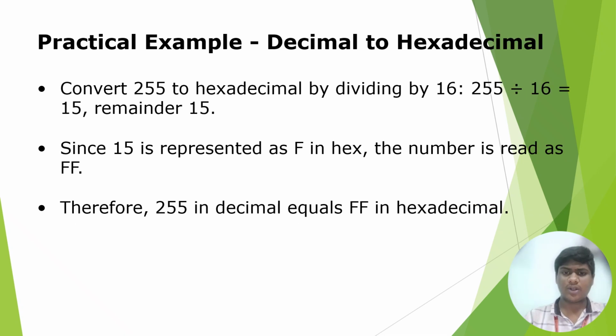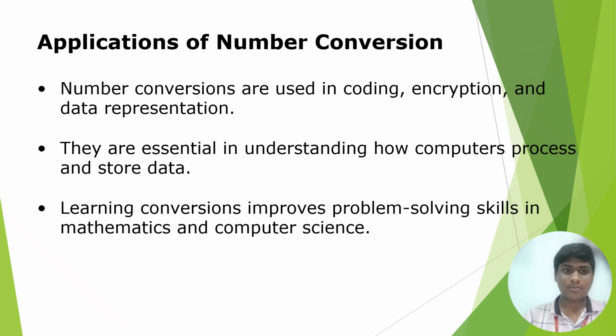Practical example: decimal to hexadecimal. Converting 255 to hexadecimal by dividing by 16. 255 divided by 16, quotient is 15, remainder is 15. Since 15 is represented by F in hex, the number is read as FF. Therefore, 255 in decimal equals FF in hexadecimal.